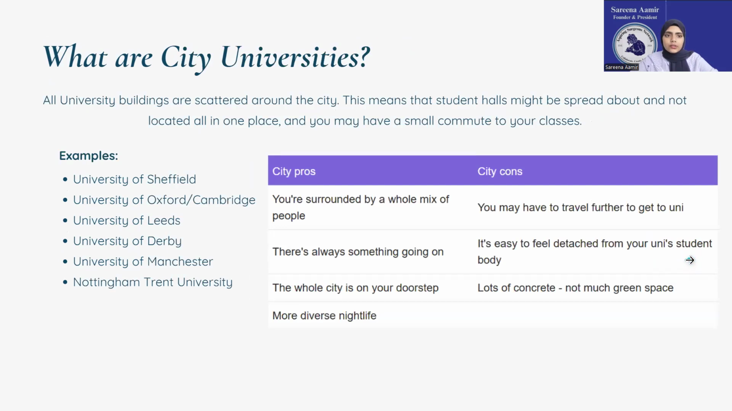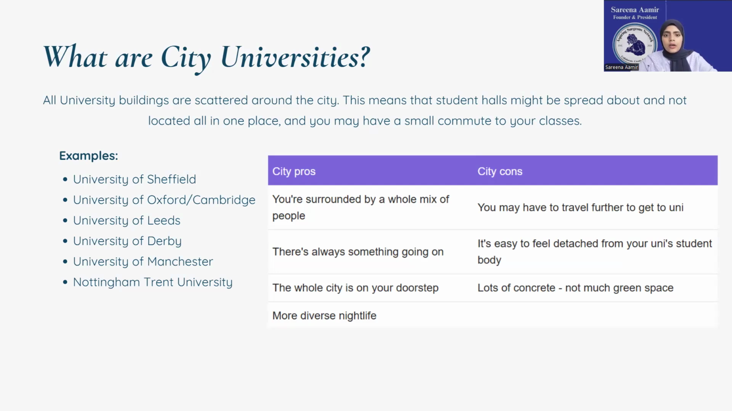And then city universities, it's in the name: all university buildings are scattered around the city, and this means that student halls might be spread about and not located in one place. But you will have to make a commute to your classes. Examples are University of Sheffield, Oxford and Cambridge, University of Leeds, Derby, Manchester, and Nottingham Trent University.